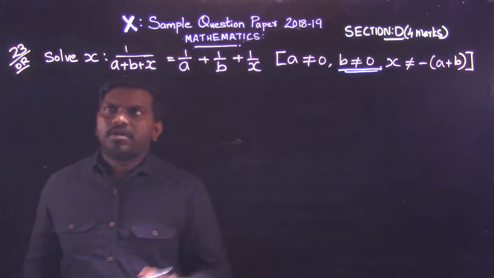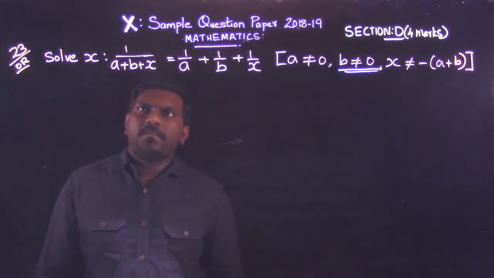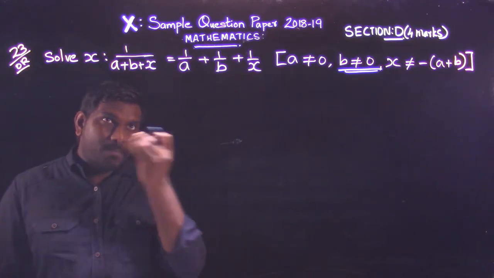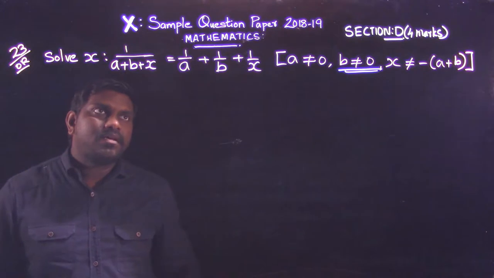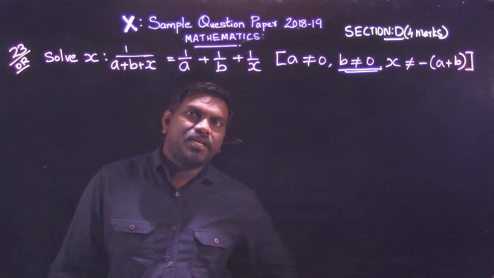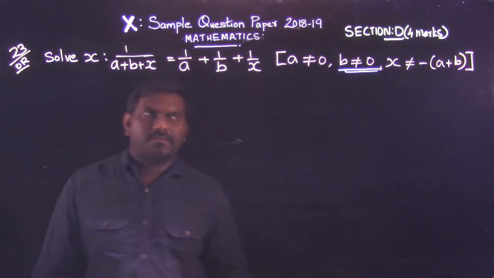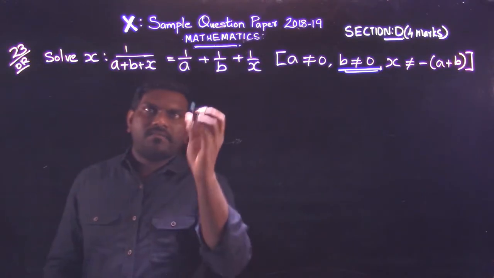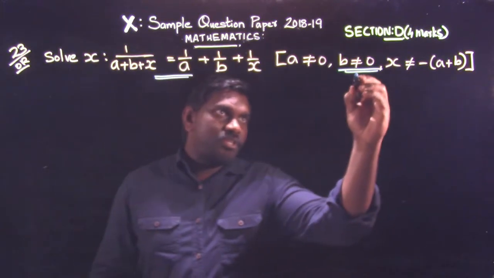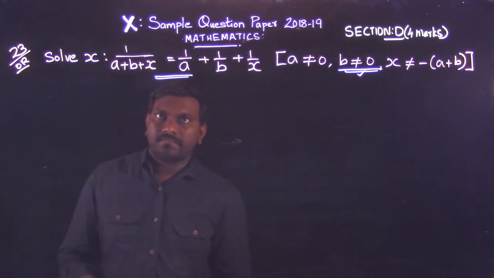Now on to the 23rd question. Solve for x: 1 by (a plus b plus x) is equal to 1 by a plus 1 by b plus 1 by x, where a is not equal to 0, b is not equal to 0, and x is not equal to minus (a plus b). Fine. So you have this equation that I need to solve. You don't need to worry much about what is given here.